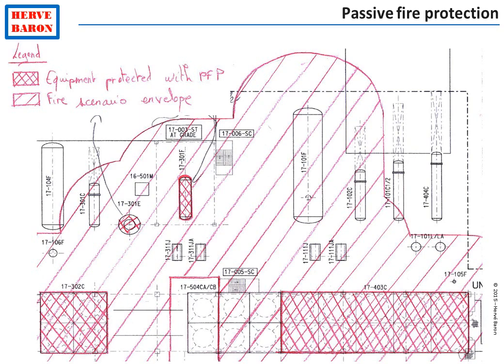To identify which equipment shall be protected with passive fire protection on their supports, safety draws the likely fire envelope and then identifies within this envelope the equipment which have a significant flammable products inventory.